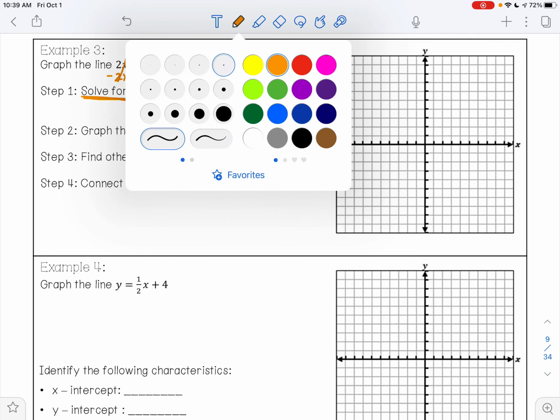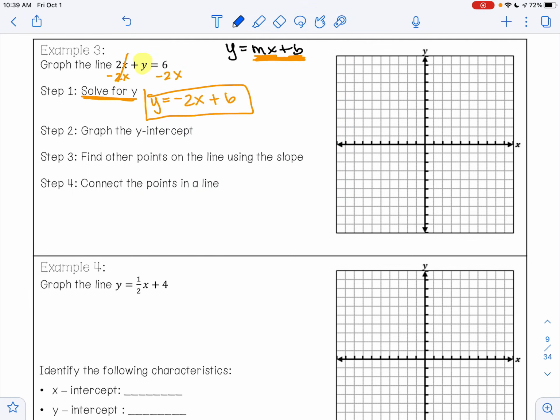Step 2 says to graph the y-intercept. B in this problem is 6. So I'm going to go ahead and count up to 6. So 1, 2, 3, 4, 5, 6. That's this point right here.